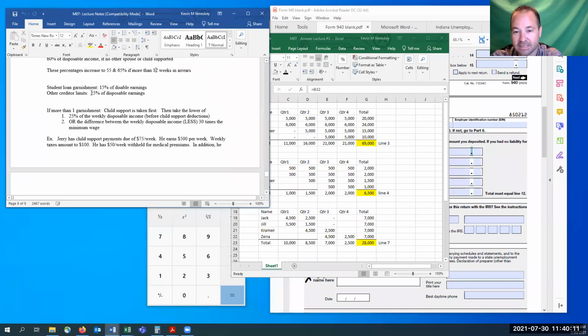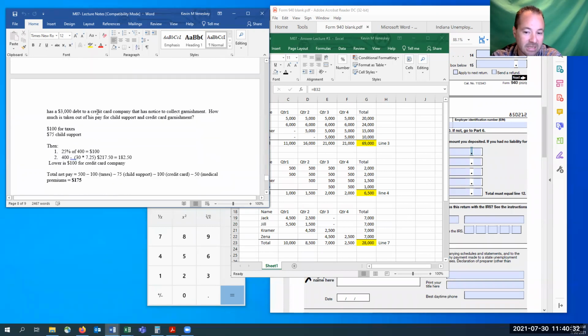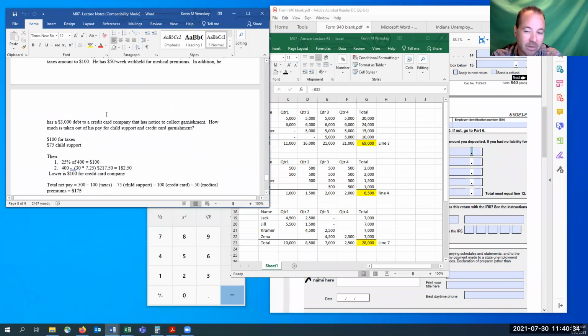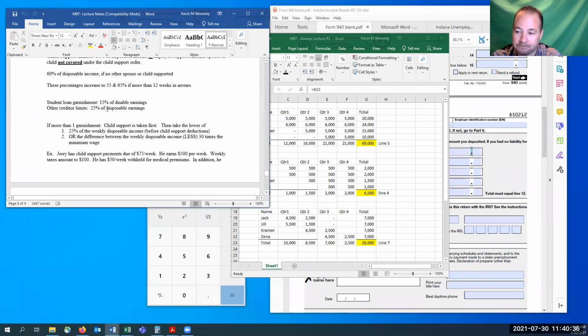Some other items that can be taken out and how much can be taken out. Notice it's quite a bit less. Student loans can only take 15%. And then other creditors, 25%. And then it gets into the point, well, what if they have more than one garnishment? That gets a little bit beyond this. We're not going to get into that. I just wanted you to have some of those amounts. You can go through this if you want. I have an example, but we're not going to do that here.